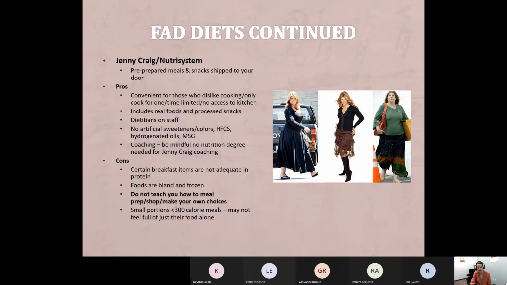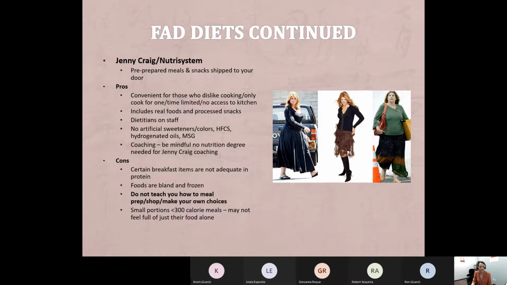I don't know any of them, but they also try to not use high fructose corn syrup or unhealthful oils in their foods. And there is coaching, but I do know for a fact that no nutrition coach at Jenny Craig needs a degree in nutrition or psychology. A girl that I went to college with was a Jenny Craig coach, and I will tell you, I don't know if she was qualified.